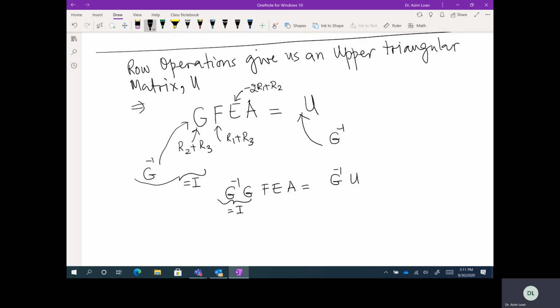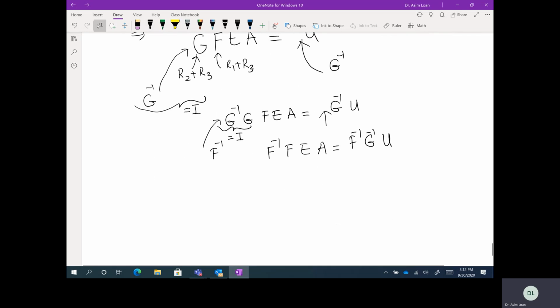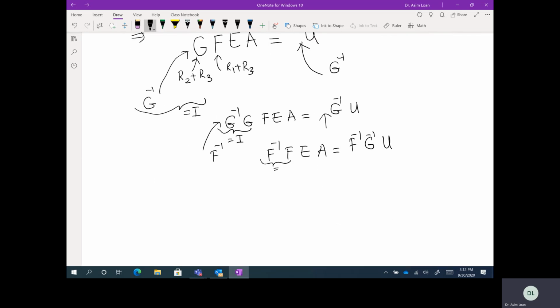If this is I, then I multiply F inverse over here. If I multiply F inverse over here, I'll get F inverse F times E times A. Obviously, I multiply F over here. So it's F inverse G inverse U. Okay. And again, this is identity.